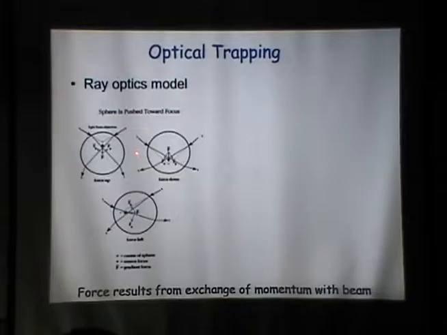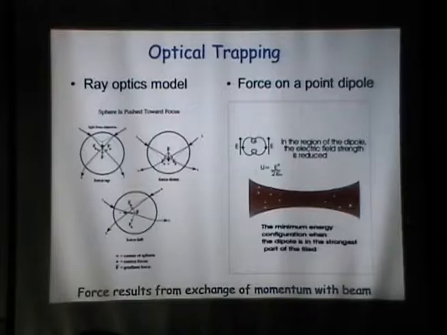If, however, the situation is such that the most intense part of the beam is below the particle, by the same token, if we look at the forces being created here by the refraction of the beam, we can see that the particle will be drawn again to the most intense part of the beam, which means in the Z direction downwards. And of course, the same situation will occur to the left and to the right. And so altogether, we have manipulation of the particle in three dimensions. So forces result from the exchange of momentum of the beam.